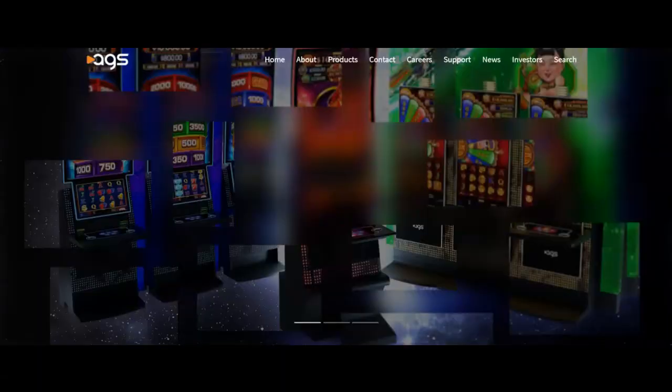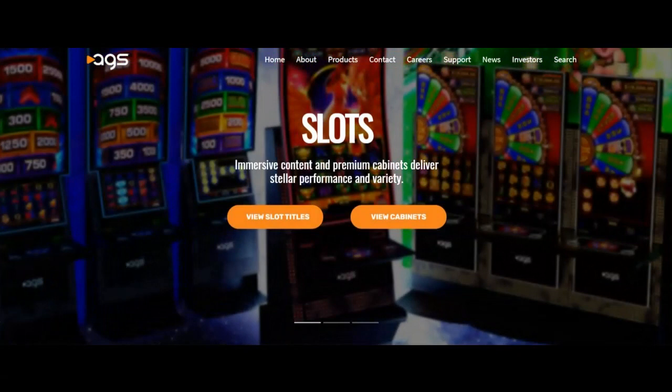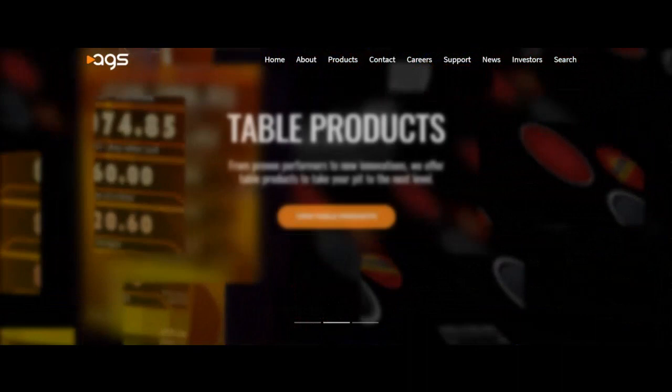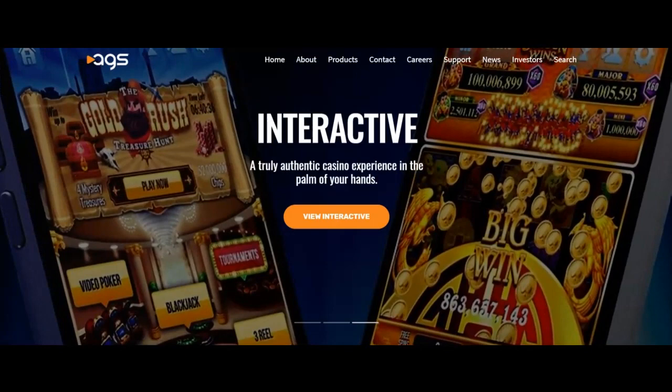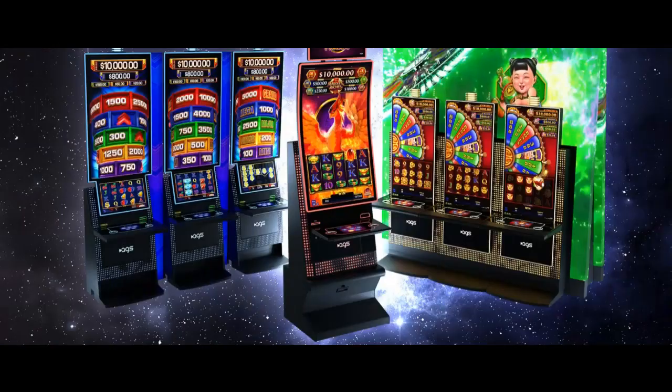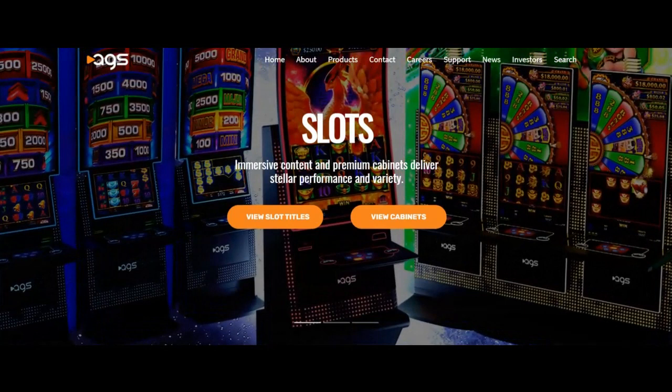The name of this company is Play AGS Incorporated, ticker symbol AGS. Now, Play AGS is a global company focused on creating a diverse mix of entertaining gaming experiences for every kind of player. AGS designs and supplies gaming products and services for the gaming industry in the United States and internationally. It operates through three segments: electronic gaming machines, table products, and interactive games.